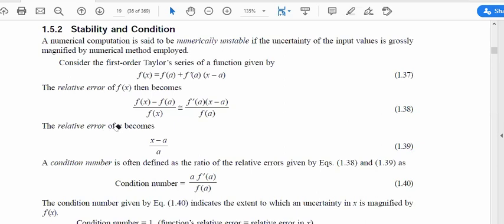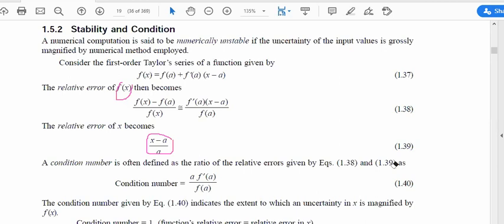This part, how has this come? The relative error of x minus a upon a. This was the relative error of f(x). So for x, the condition is often defined as the ratio of the relative errors given by equations 1.38 and 1.39, as the condition number.